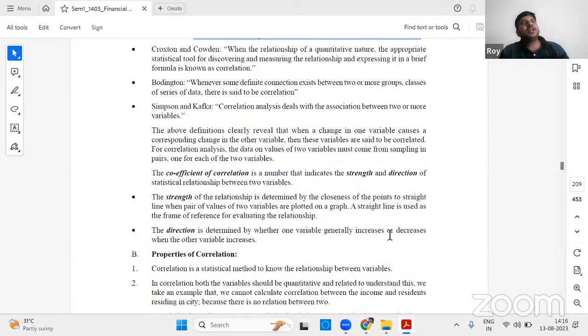Let us say sales and revenue. The more the sales, the more the revenue will be, because the sales are increasing. The more you use the fertilizers, the more the output of tomatoes growing in your field. So that is direction. Here, what is strength? The closeness of the points. A straight line appears when pairs of values of two variables are plotted on a graph. If both the lines are going in the same way, that is strength. One is increasing, and along with that, the other is also increasing: direction.